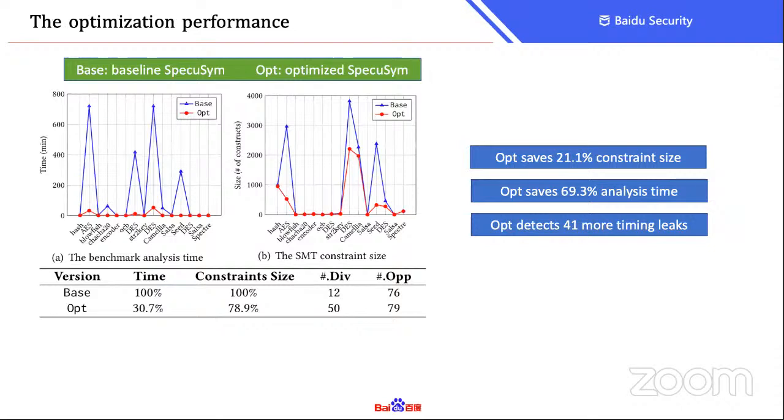We also developed several optimizations in Speculative. Our results show that the optimized version saves about 20% of constraint size, but almost 70% of analysis time. So due to the speed up, our optimized Speculative detects more timing leaks within a given time bound.